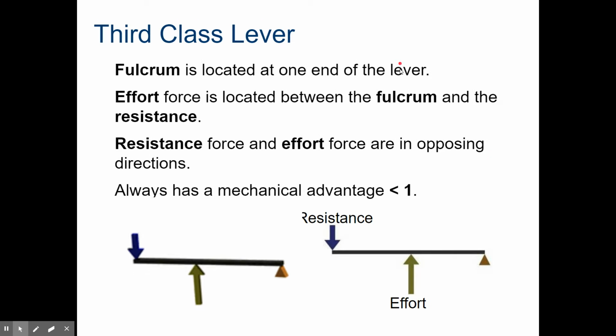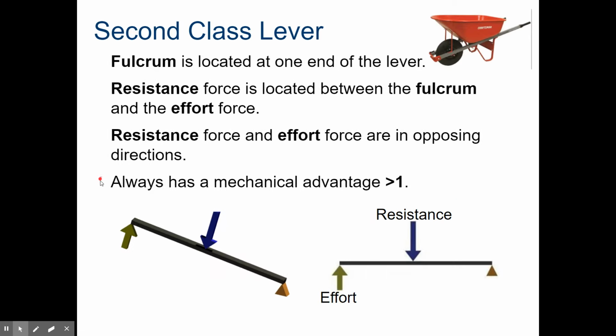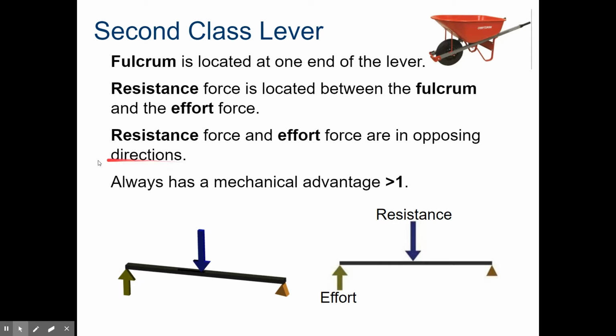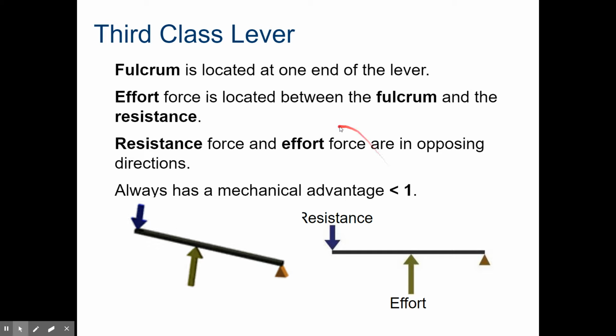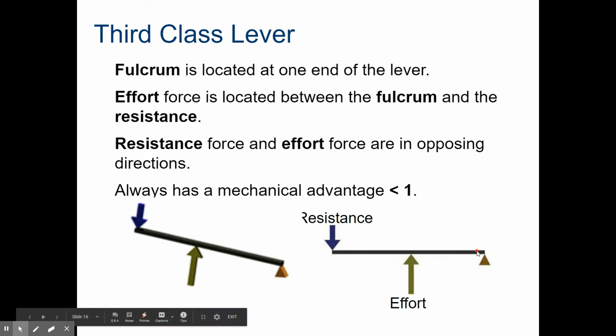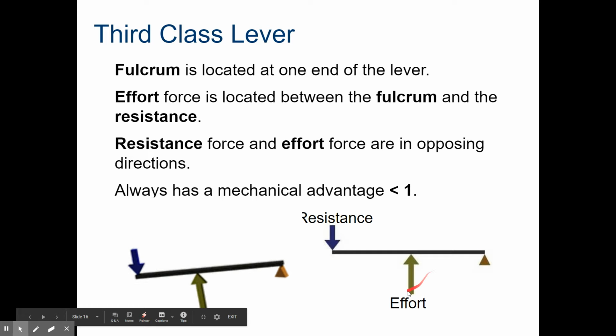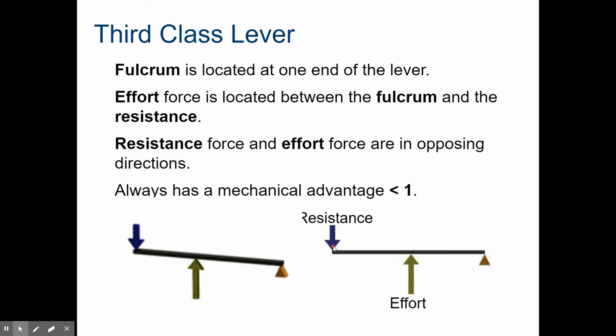Third class lever. Similar to the second class lever. Let me go back one second. Second class lever always has a mechanical advantage greater than 1. Now, third class lever. Just like the second class, the fulcrum's located at the end. But the difference here is the resistance and the effort have changed spots. Now the effort is in the middle, between the resistance and the fulcrum. So they've just flip-flopped.